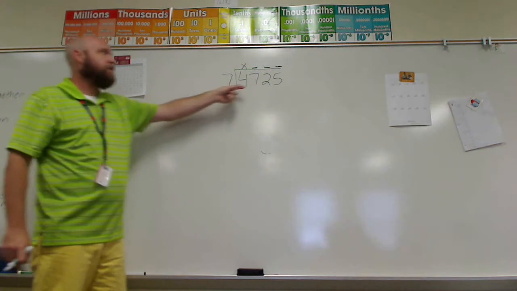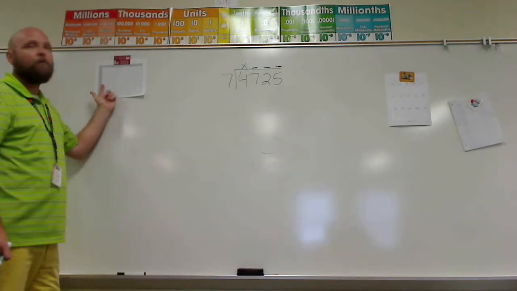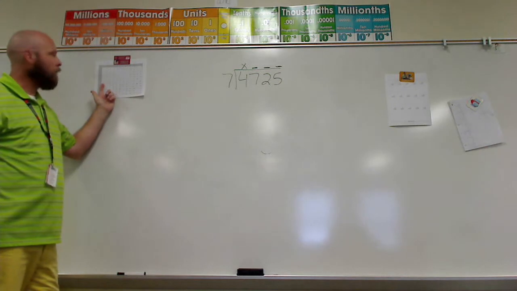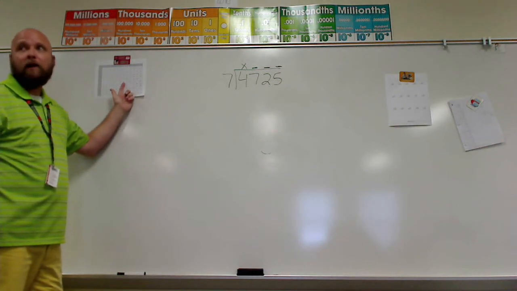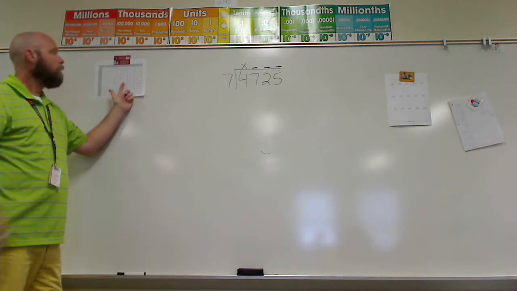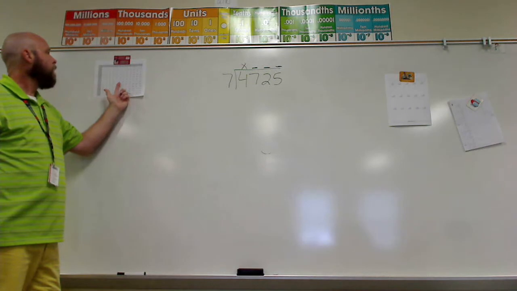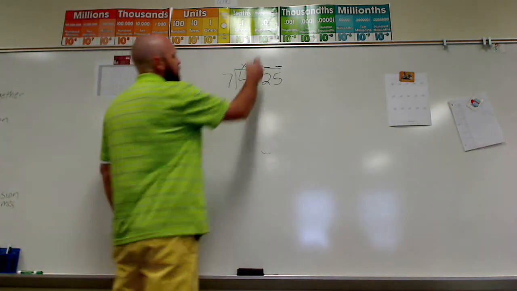I don't know how many times 7 goes into 47, so I look on my multiplication chart. I want to go down the 7 row until I find the number closest to 47 without going over. Well, there's 42 and there's 49. 49 is too big because I can't go over. That would make it difficult to subtract. So I go back to 42, I go straight up, and I see that it goes into 47 6 times.